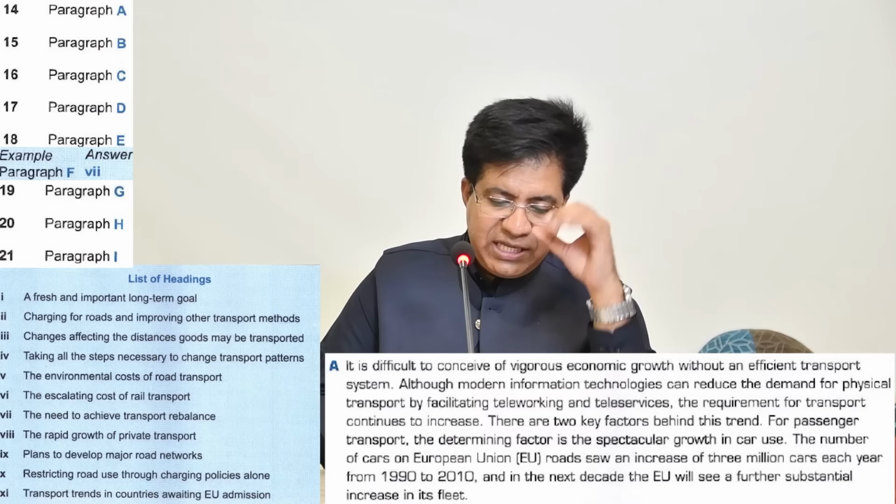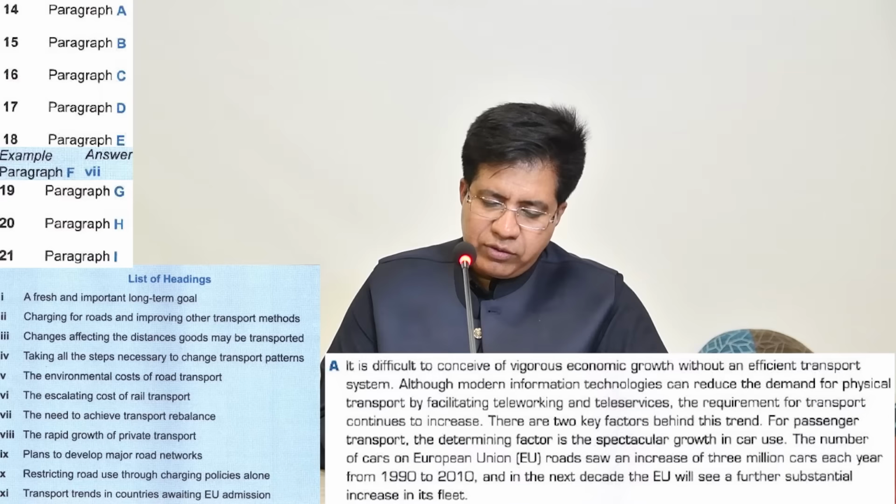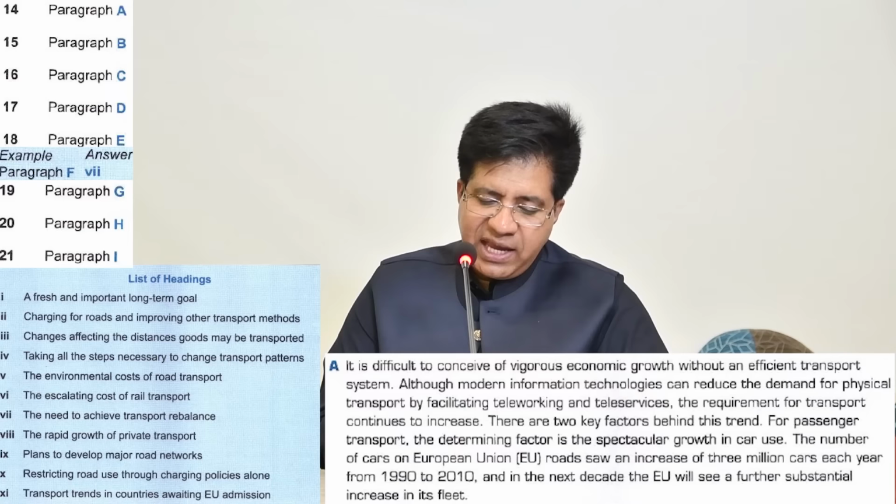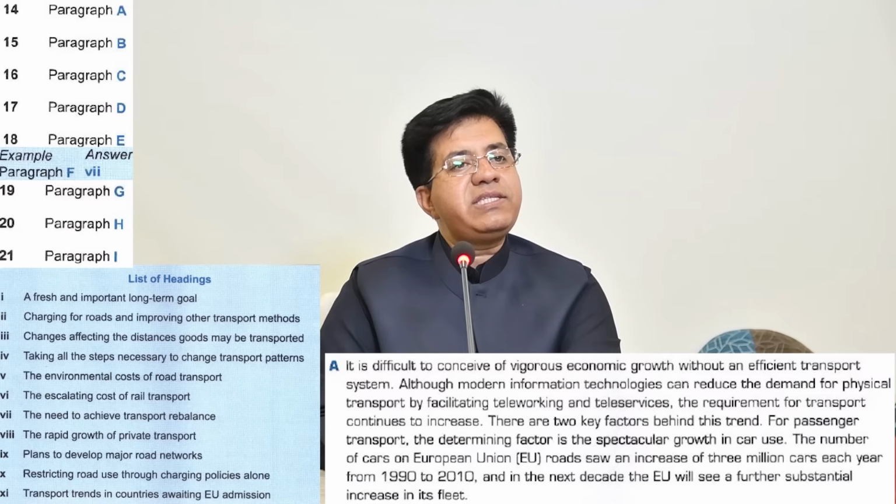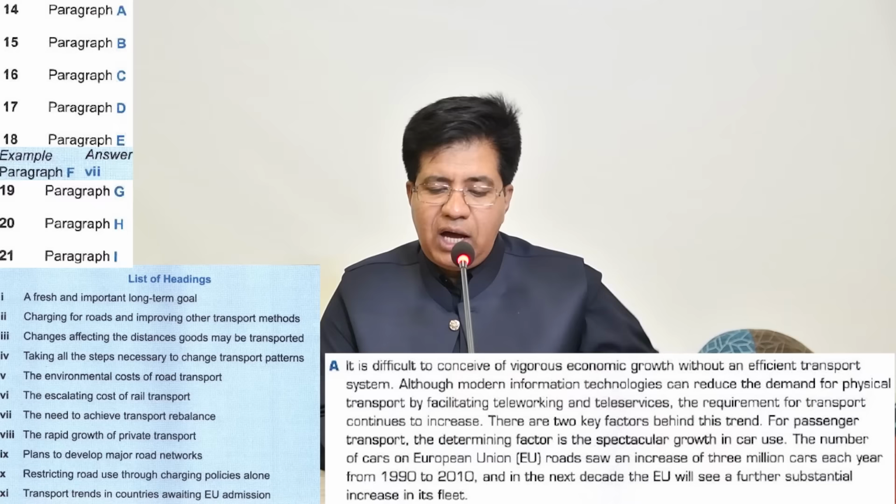Okay, so please come to paragraph A. It is difficult to conceive a vigorous economic growth without an efficient transport system. Now please come to the next line. All the modern information technology, we read about it. Please come to the fourth line. There are two key factors behind the trend for passenger transport. The determining factor is the spectacular growth in the car use. The number of cars. Now, first they said spectacular growth in car use, and then they are talking about the number of cars. What is car? Private transport. Heading number eight.